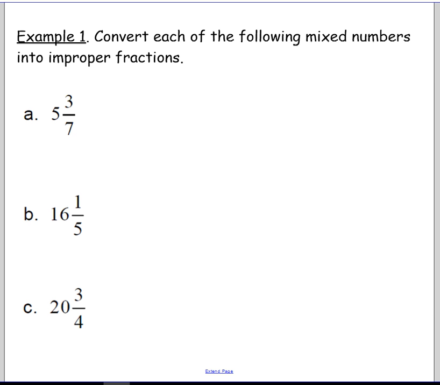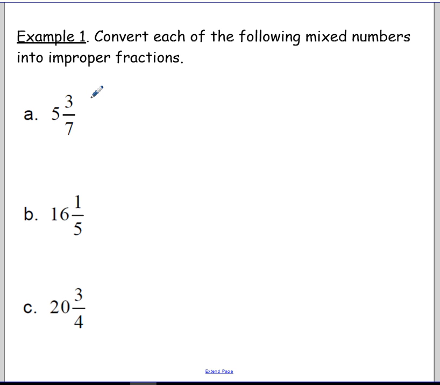So let's take a look at some examples. Example 1, convert each of the following mixed numbers to improper fractions. So our first example is 5 3/7. For this example, 5 is the whole number, and it's also called a natural number. 3 will be our numerator, and 7 will be the denominator.